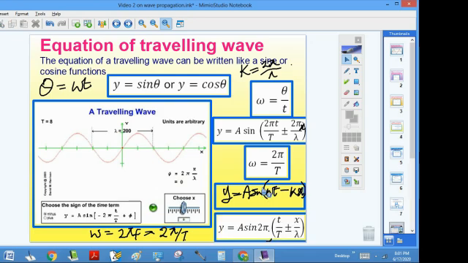Going further, this can be factored out. 2 pi can be factored out from this, and we can have the equation in this way: y equal to A sine 2 pi into bracket t over capital T plus or minus x over lambda. So this function and this function are just the same thing. It's just that from here we extracted 2 pi to make this change from this to this. So they are one and the same thing.